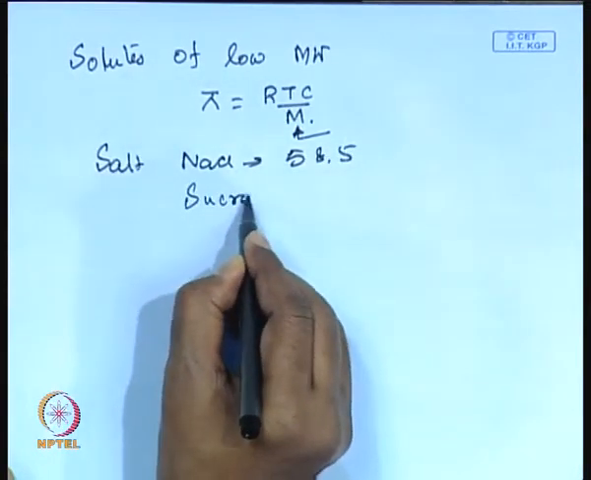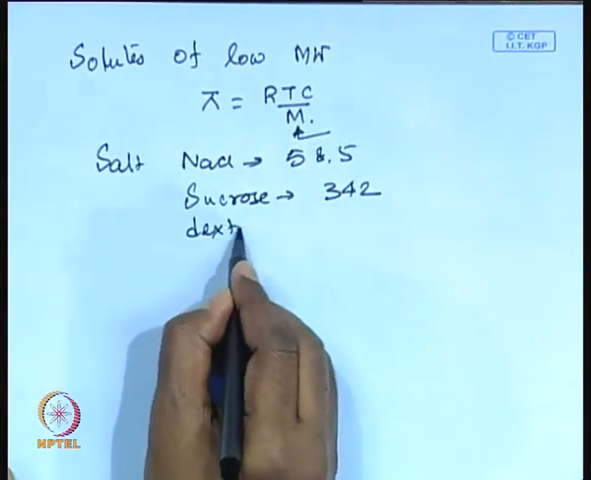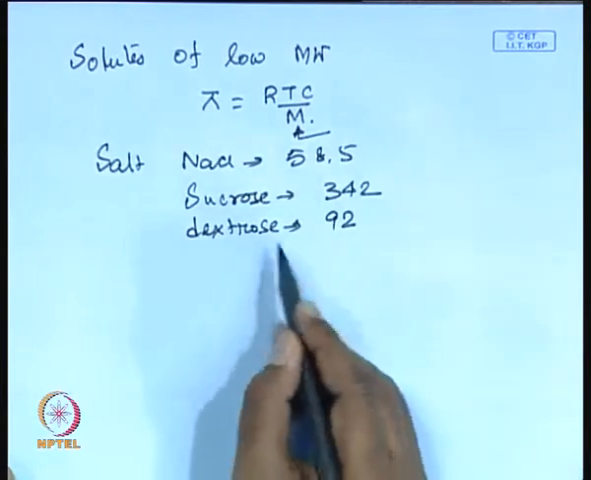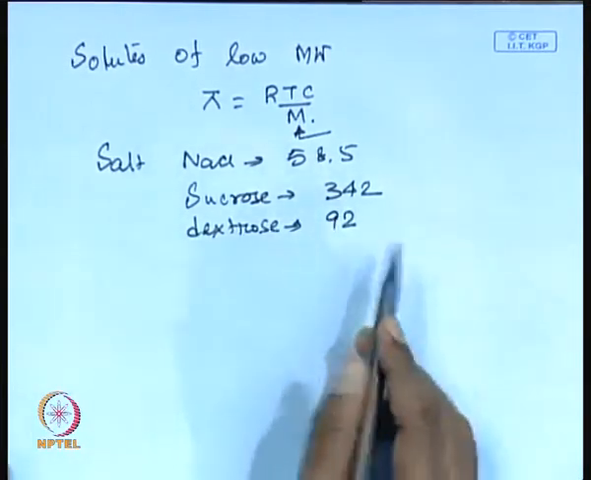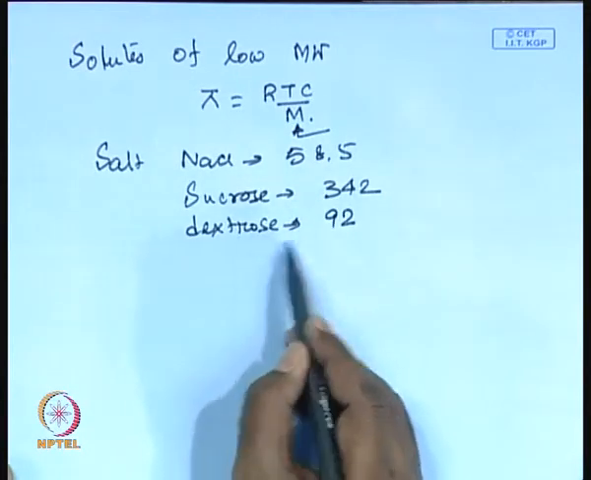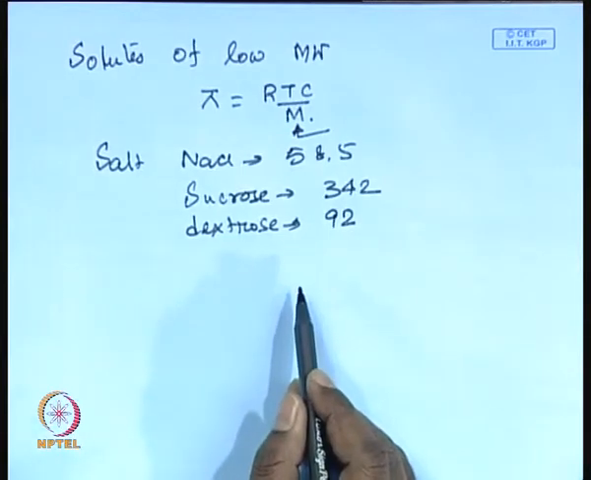Sucrose 342, dextrose 92, I guess, or 42 or something like that. So, if you have the osmotic pressure in the range of around the molecular weight in the range of 1000, the osmotic pressure can be very important for the charge neutral solutes.